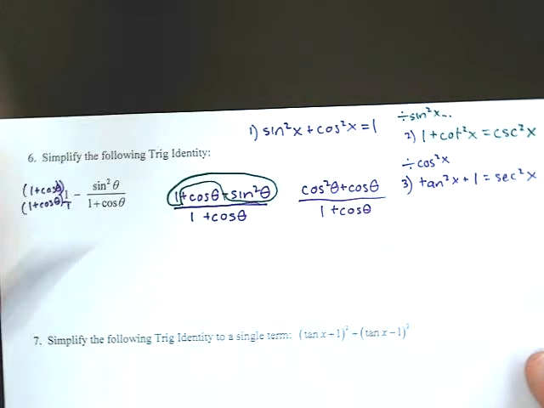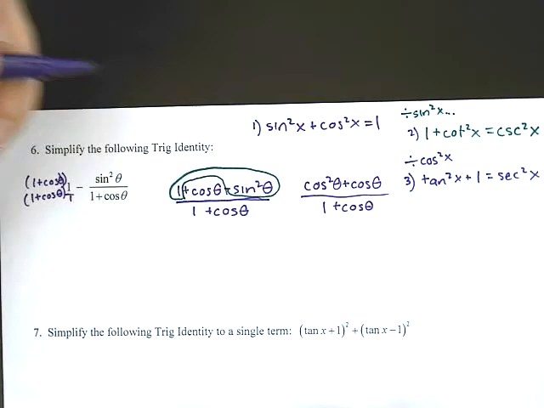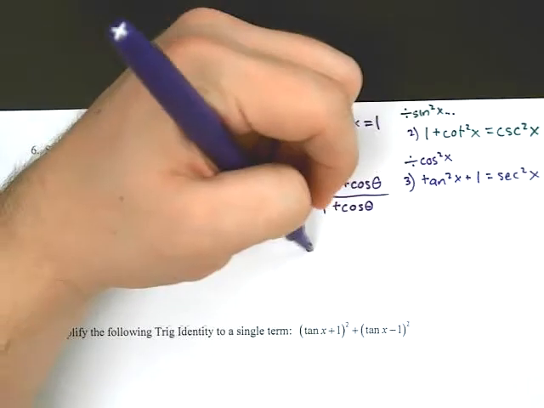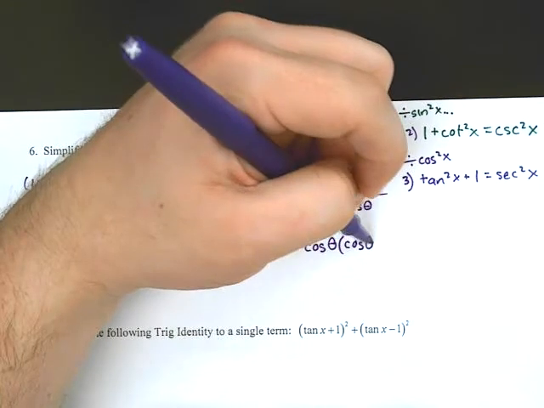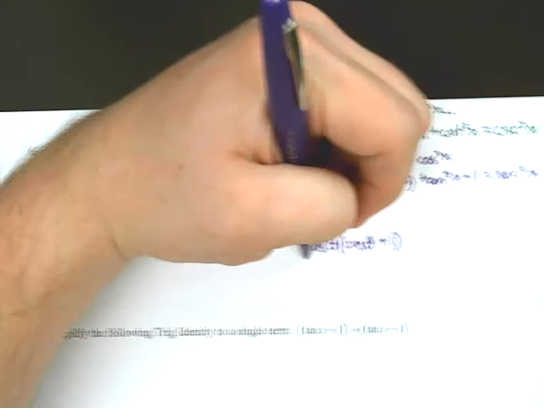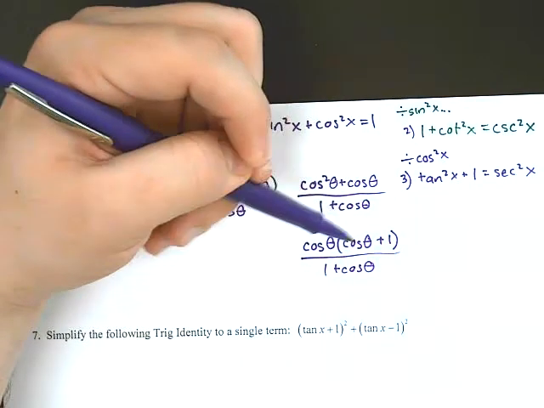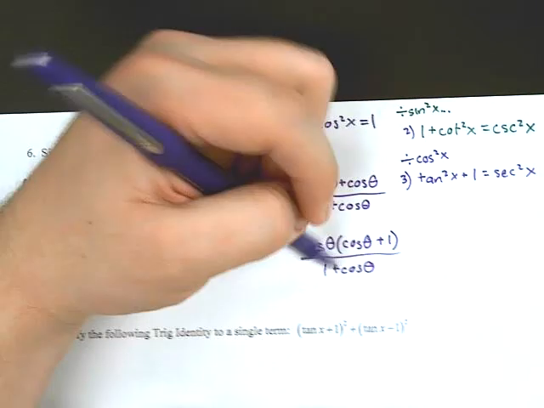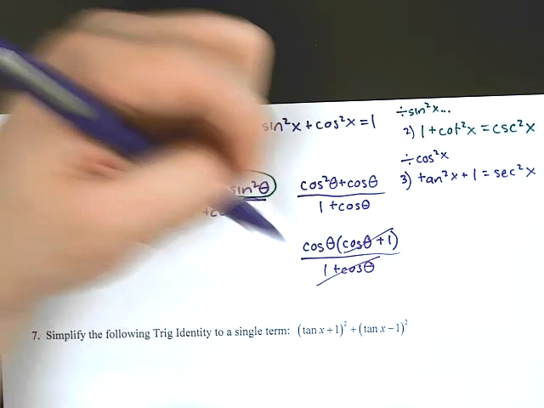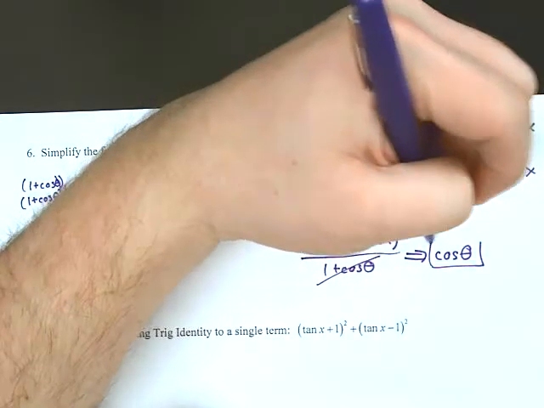Hopefully we're starting to see where this is going. If I have cosines in both terms, I can factor out a cosine theta, which leaves me with cosine theta plus 1, all over 1 plus cosine theta. It's not quite the same, but can you add in any order you want? Yes, you sure can. The 1 plus cosines cancel, and so my final answer is just cosine theta.